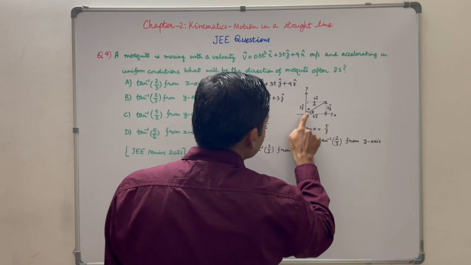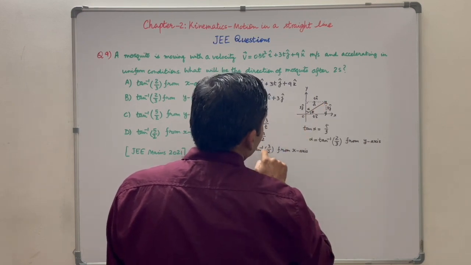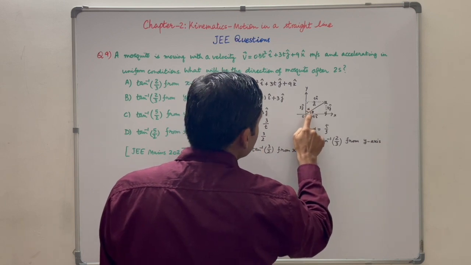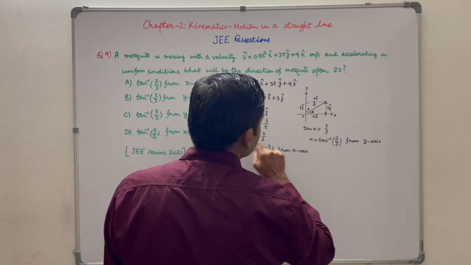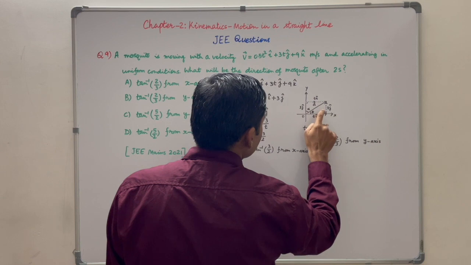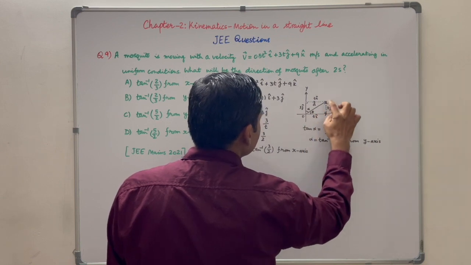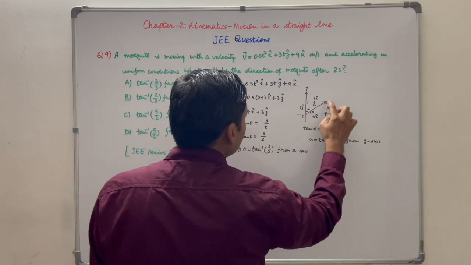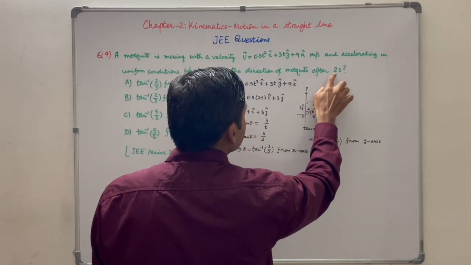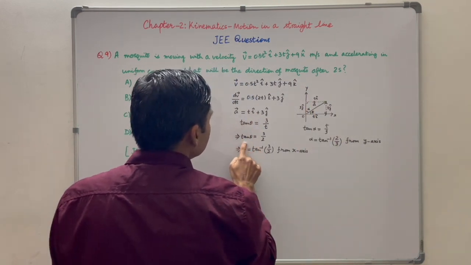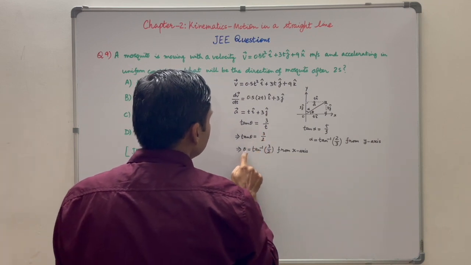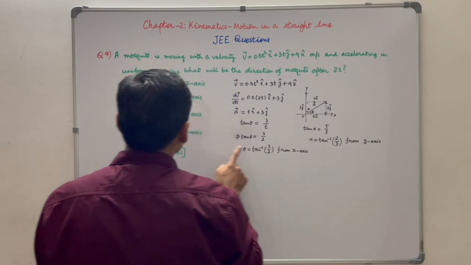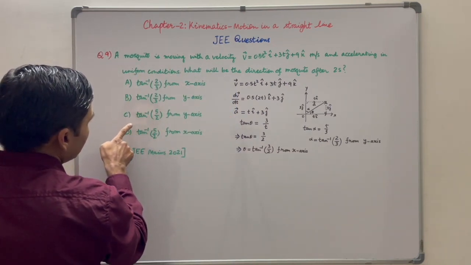So assume this is the acceleration vector and this is a 2D Cartesian coordinate plane. It is making angle theta with the positive x-axis. In this right angle triangle, this will be t i and this will be 3 j. So tan theta = 3/t. t is given as 2, so tan theta = 3/2, meaning theta = tan inverse 3/2 from the x-axis. Let us see any option.